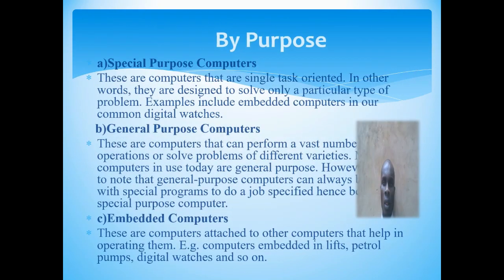We have classification number 3, that is classification by purpose, and we have different categories here. We start with the first one. We have special purpose computers, and we say that these are single task oriented computers. In other words, they are designed to solve only a particular type of problem. For example, they include embedded computers in our common digital watches. So these are computers that have a defined purpose. They are designed to perform only a certain task.